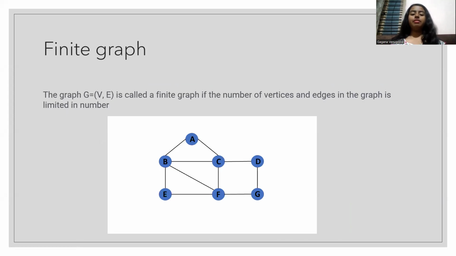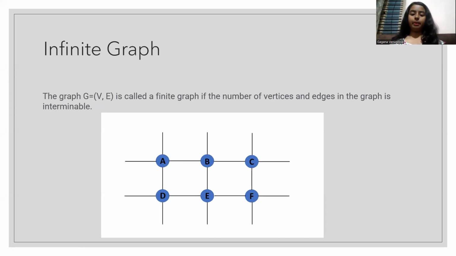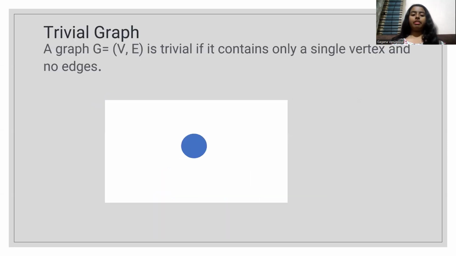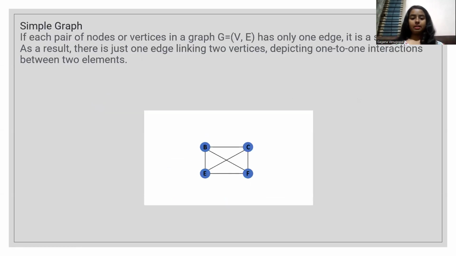Finite graph. A graph G = (V, E) is called a finite graph if the number of vertices and edges in the graph is limited in number. The infinite graph is one where the number of vertices and edges in the graph is interminable. Trivial graph. A graph G = (V, E) is a trivial graph if it only contains a single vertex and no edges. A simple graph. A simple graph is one in which a pair of nodes or vertices in a graph G = (V, E) has only one edge. As a result, there is just one edge linking two vertices, depicting a one-to-one interaction between two elements.